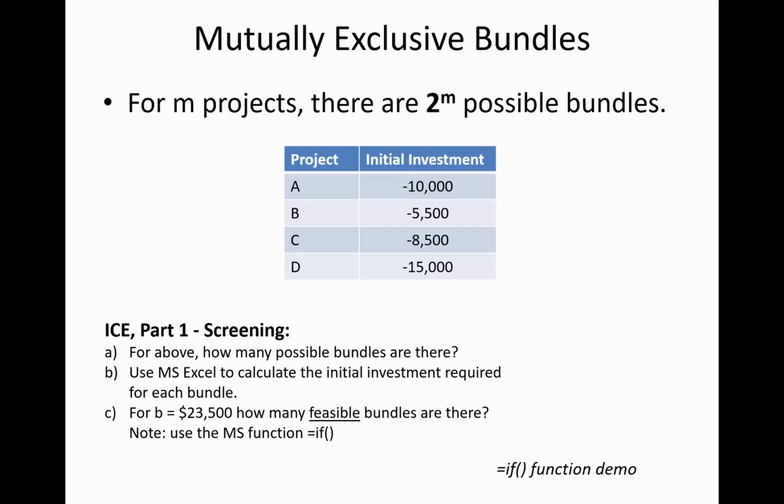And does anybody have a, well, maybe you can do it in your head, but if you've got a calculator, 2 to the 4th, or 2 times 2 times 2 times 2, what number is that? 16, Seth's got it. Okay, so there's 16 bundles.